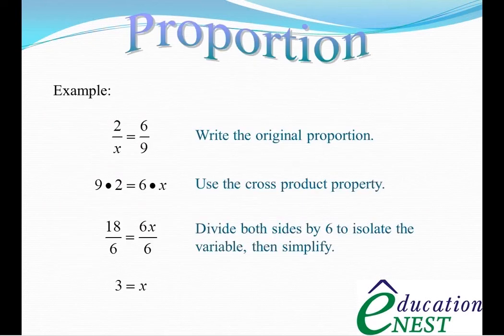Let's do an example with proportion. 2 upon x is equal to 6 upon 9. If we go by the cross product property which we learned, that gives me the equation 9 into 2 is equal to 6 into x. And if we divide both sides by 6, we get the value of x as 3.